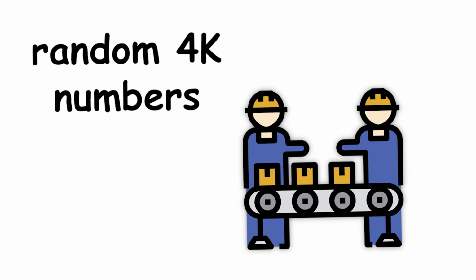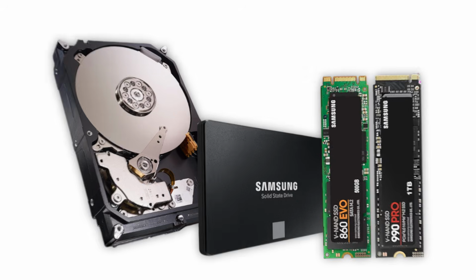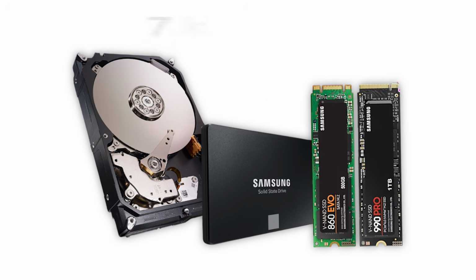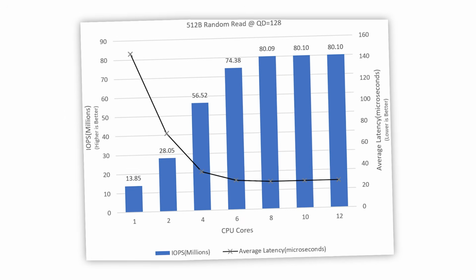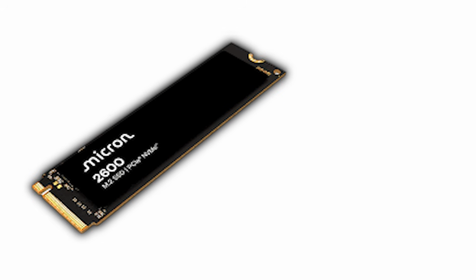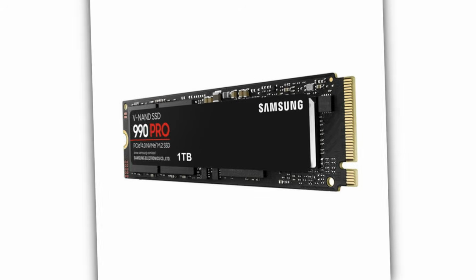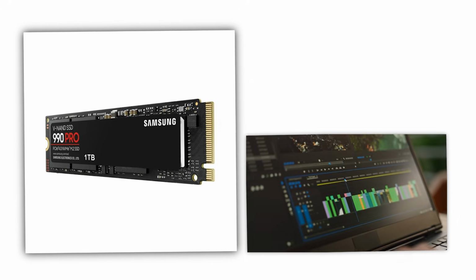Purchase trap. Manufacturers bury random 4K numbers in fine print because they're less impressive. 600,000 IOPS sounds worse than 7,000 megabytes per second, even though the IOPS number predicts your actual experience. Cache reality. Every modern SSD has a cache system. This is the specification that determines whether your fast drive stays fast under load.